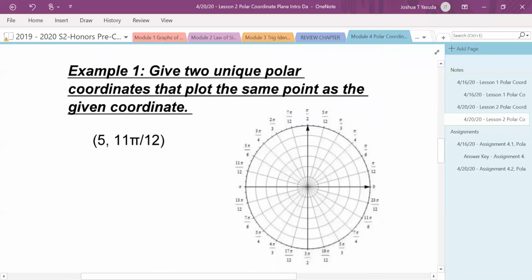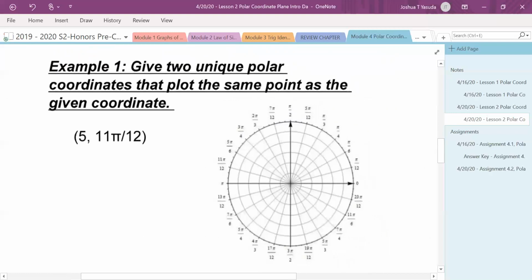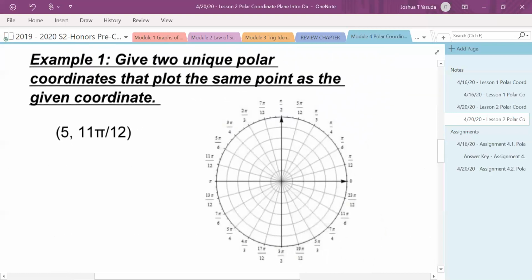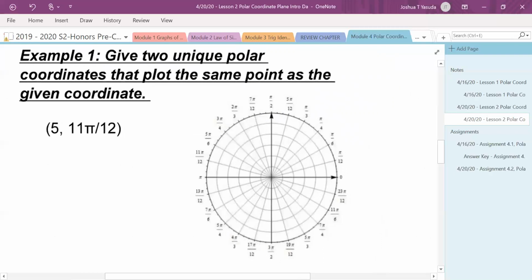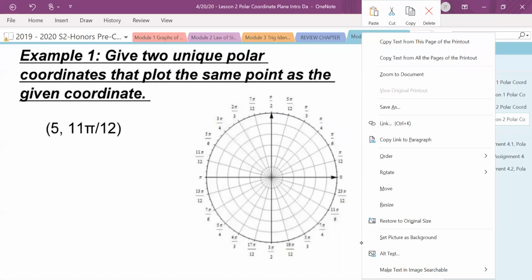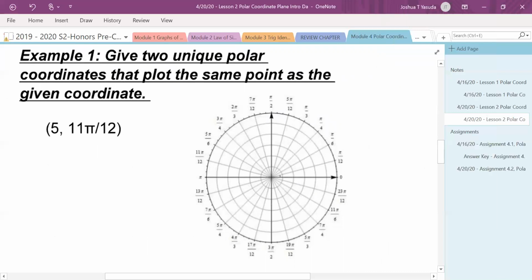I figured we might as well try it again, just to make sure everybody is feeling good about this. If you want to press pause, you're more than welcome to. Otherwise, I'm going to find two unique polar coordinates that will plot the same point. Okay, here I go. First I'm going to plot the point: 5, then 11 pi over 12. So 11 pi over 12 is over here in quadrant 2, and I'm going to go out 5: 1, 2, 3, 4, 5.